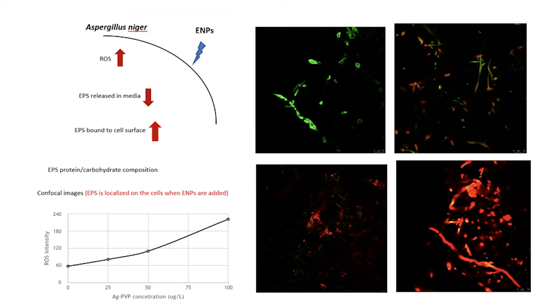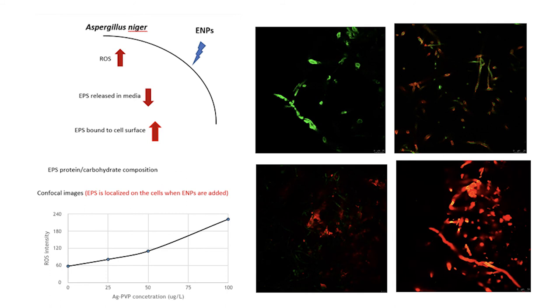The first thing we noticed was that the reactive oxygen species increased upon exposure. This is the first signaling of cell dysfunction, although the fungi were still living. The exopolysaccharides produced in the media decreased, the exopolysaccharides released on the surface of the mycelia increased, and the protein-carbohydrate ratio of the exopolysaccharide changed upon exposure. So despite being living cells, their physiological characteristics changed dramatically inside. We see the confocal images. The first one is the green fluorescence. This is the niger, and then this is after exposure to stress, and the exopolysaccharide has increased dramatically upon exposure to nanoparticles.